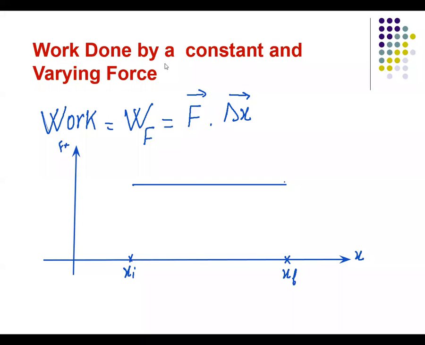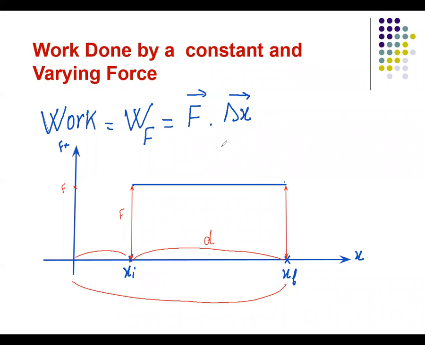In this case, as you see here, F at the initial point equals F at the final point. Here we have F. Now, the distance between x initial and x final, let's say this one, d, equals x final minus x initial. And you know x final minus x initial equals the displacement.